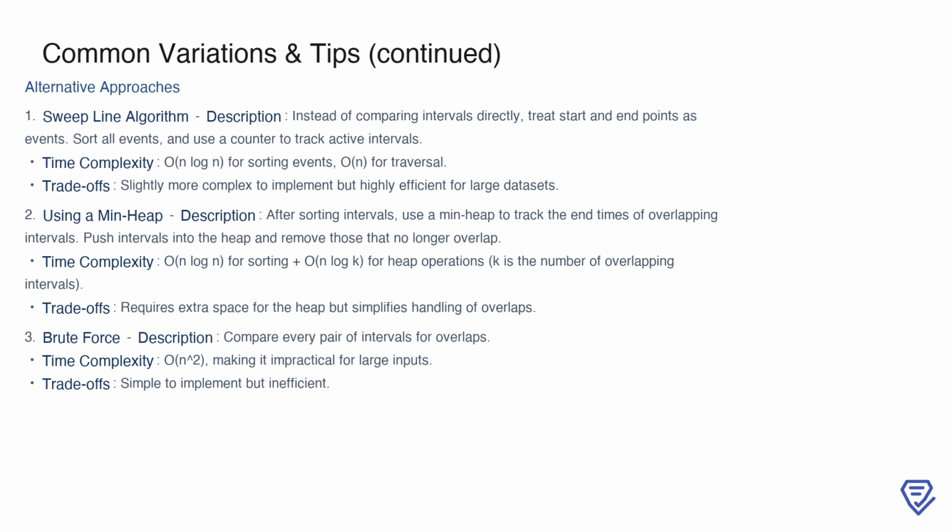Another approach is to use a min-heap. After sorting the intervals, you can use the heap to track the end times of overlapping intervals, pushing new intervals into the heap and removing those that no longer overlap. This method simplifies managing overlaps but requires additional space for the heap.